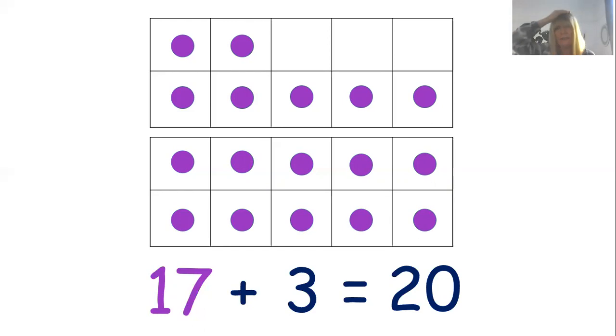You could put 17 in your head. 17, 18, 19, 20. Count on those 3 empty squares.